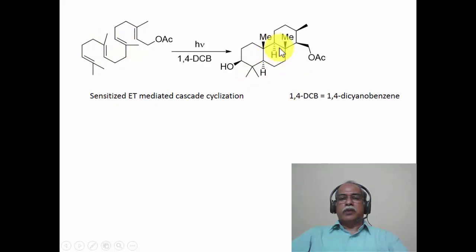This can be cyclized under Lewis acid conditions, under protonation conditions also. This is a demonstration of photoinduced electron transfer mediated cascade cyclization, which is also possible in this particular instance. Here is an example of a cation radical fragmenting and undergoing an addition.